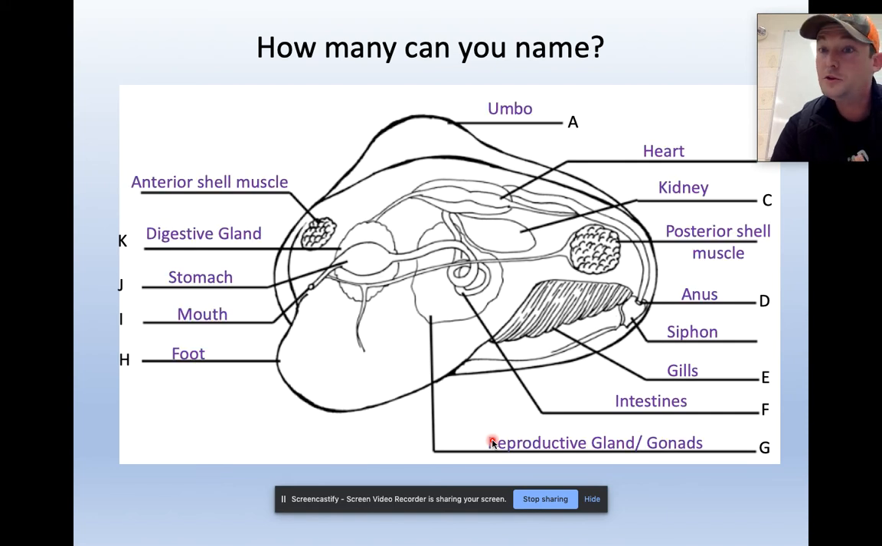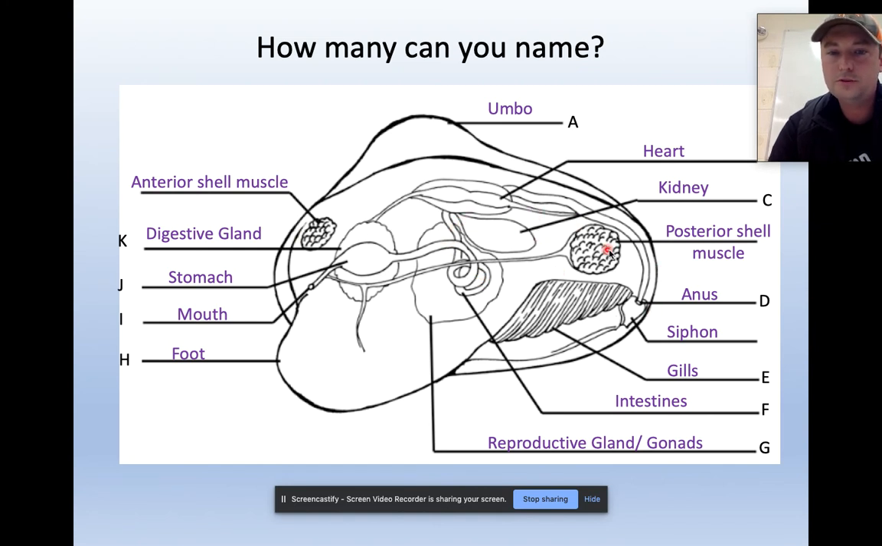All right, so I'm assuming you paused the video there, just to check yourself. Starting here at the very top of the shell is called the umbo, and clams and oysters actually grow kind of like trees, in that you can count how old they are by the number of rings. Again, the pathway: mouth, stomach, the intestines, all around, eventually going out the anus.